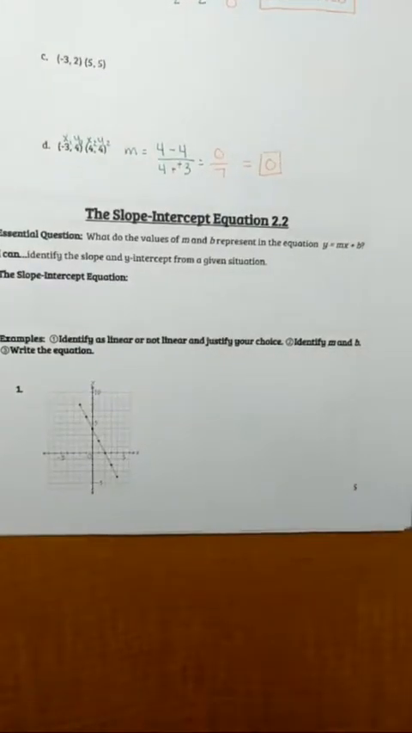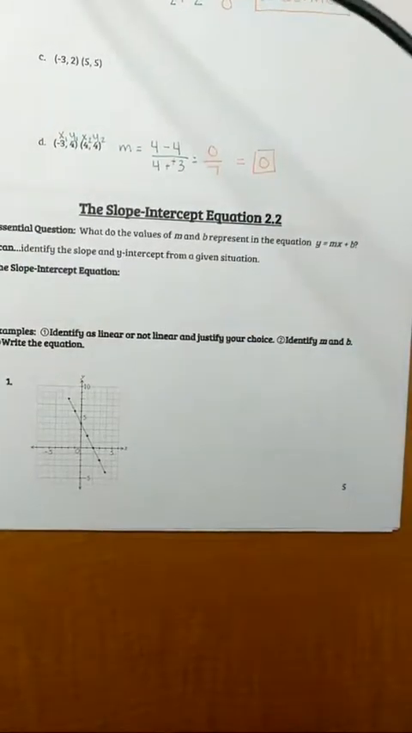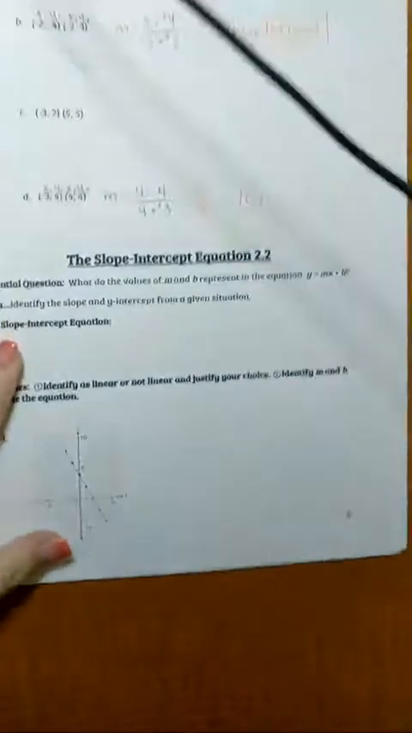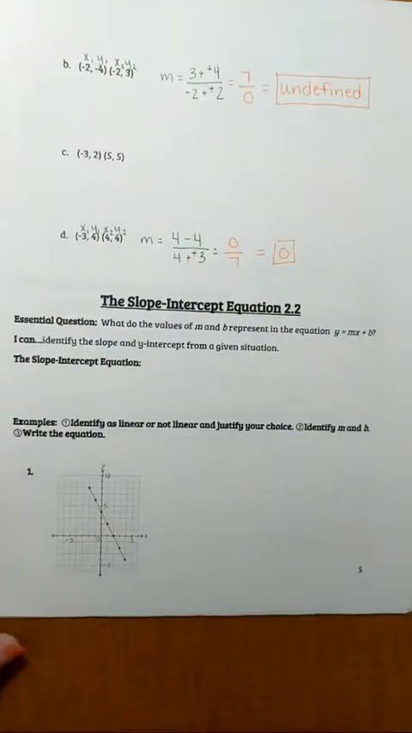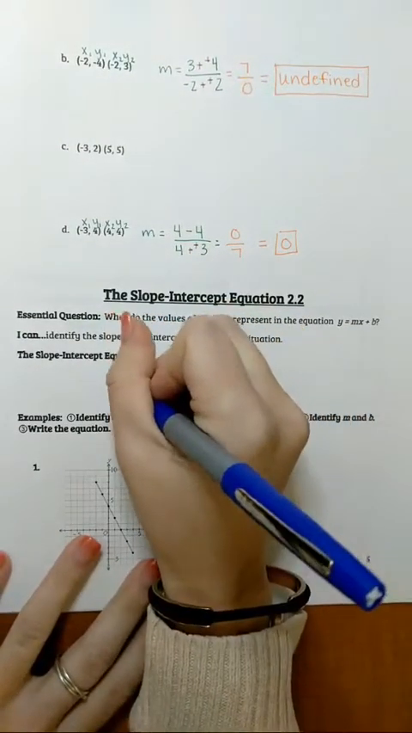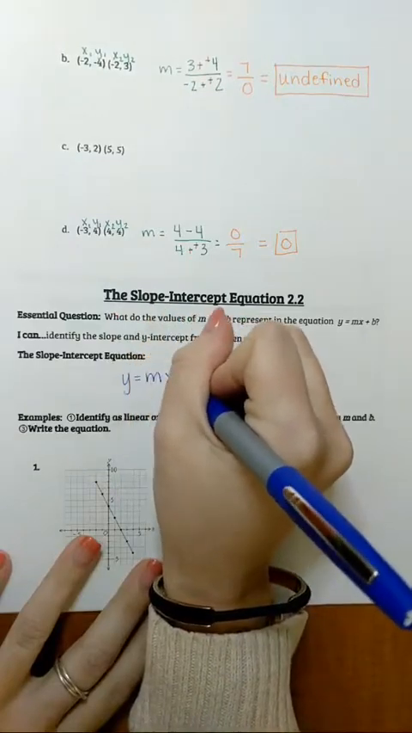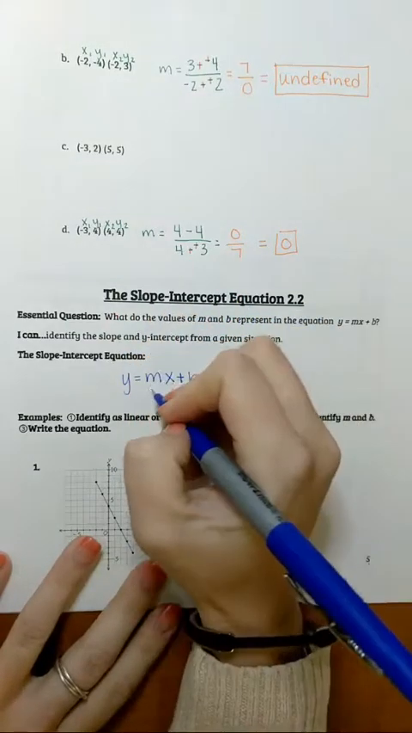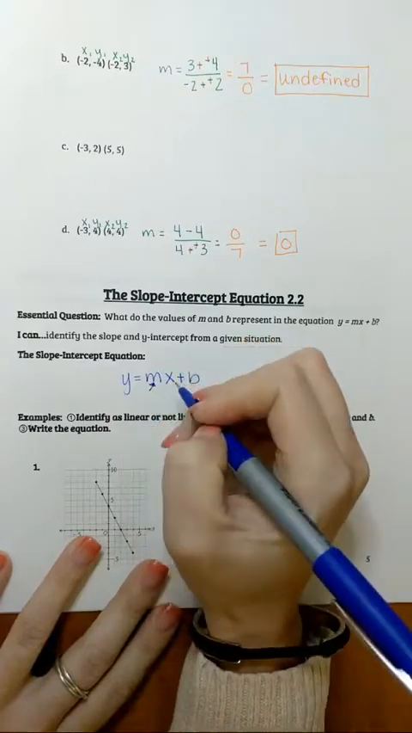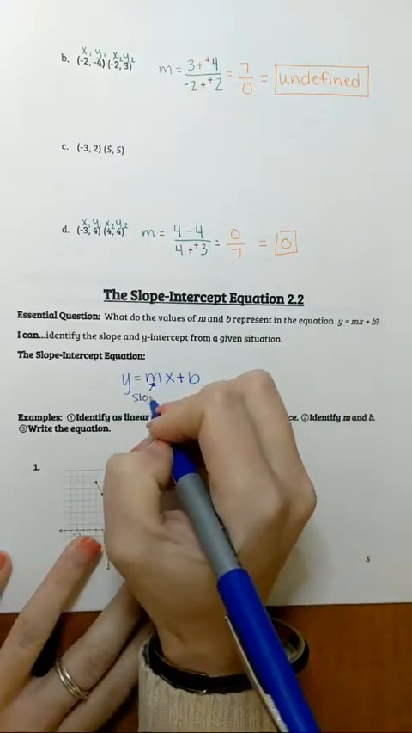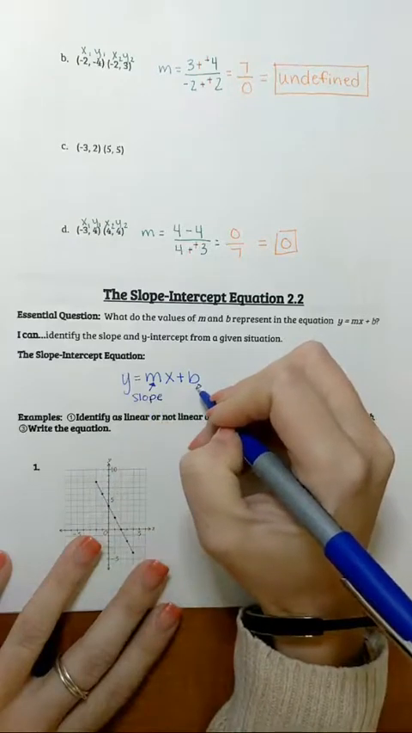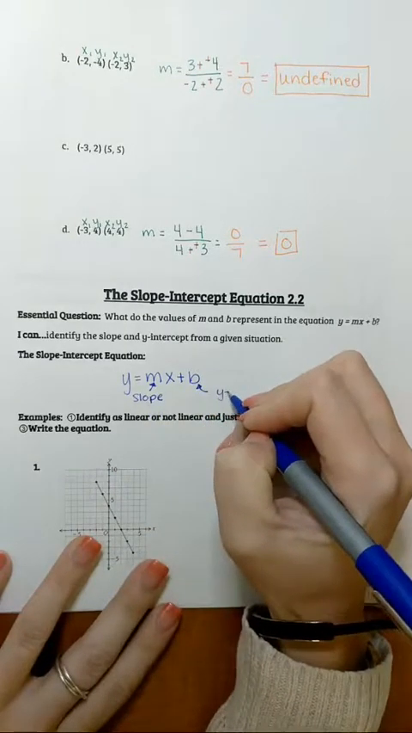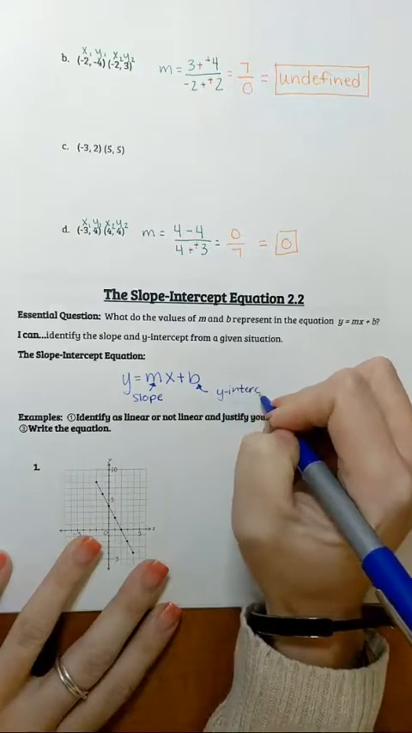Okay, so in this video, we're going to be talking about the slope-intercept equation, which should seem very familiar to you. It is y equals mx plus b. And remember, the m is your slope, and the b is your y-intercept.